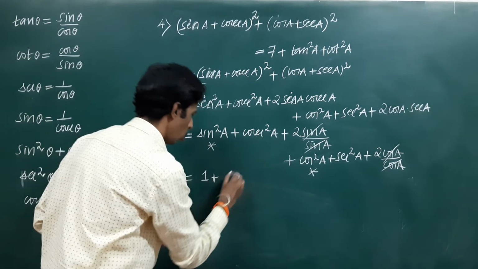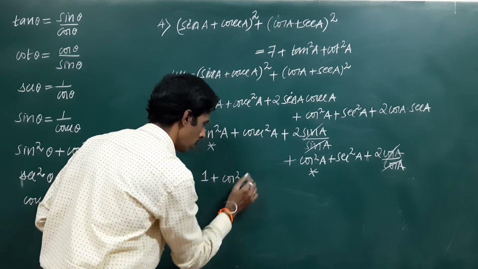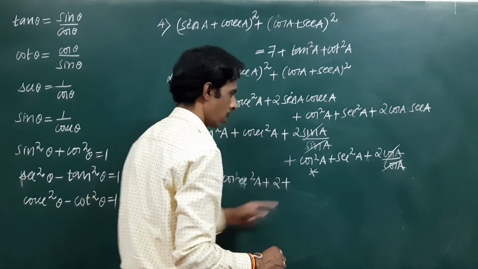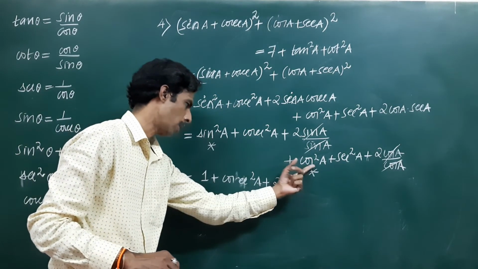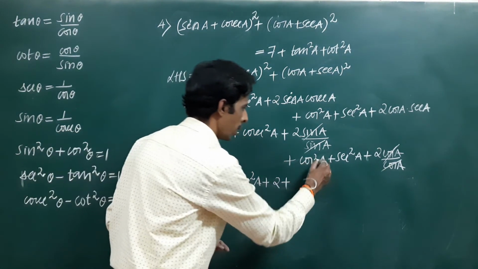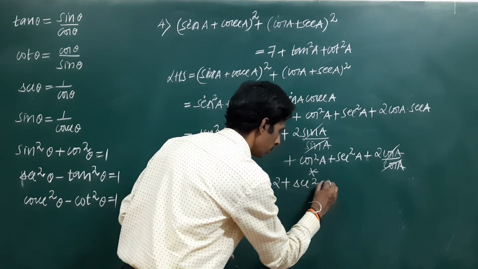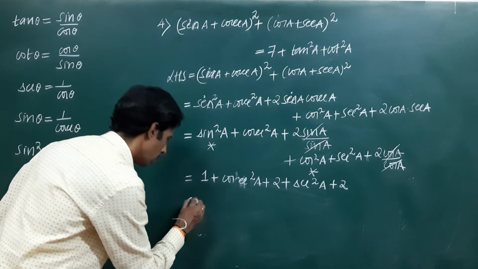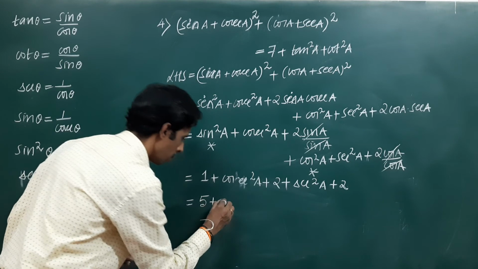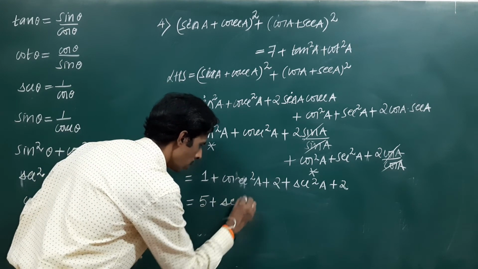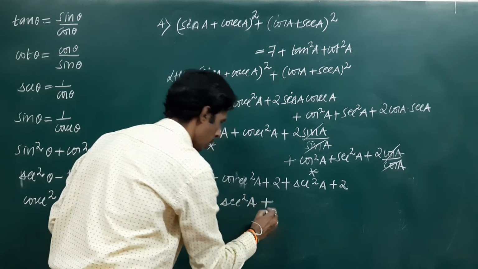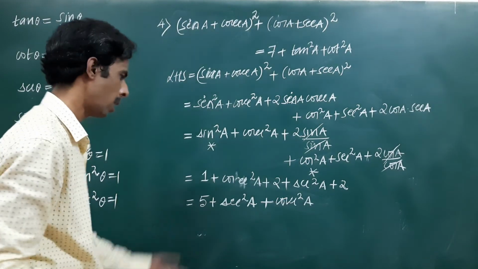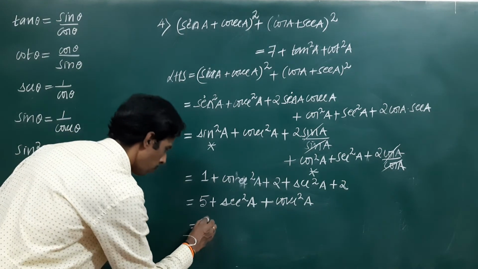Okay, next term, cosec square A, next plus 2. Plus cos square A is already gone because sin square A plus cos square A we have written as 1. Okay, next term sec square A plus it is 2. Now 2 plus 2 plus 1 is how much? 5, plus sec square A plus cosec square A, you can write it any of the ways. This is equal to, okay, 5.